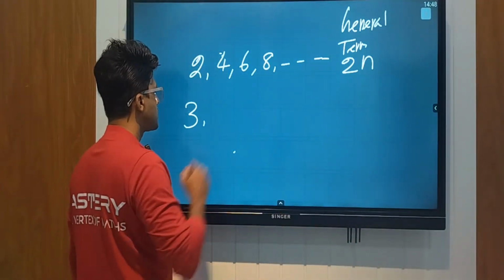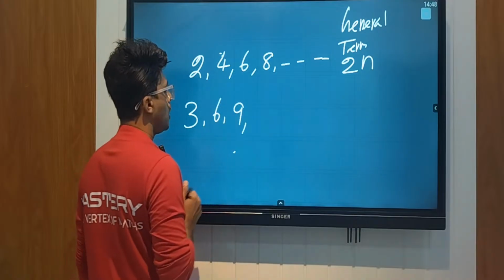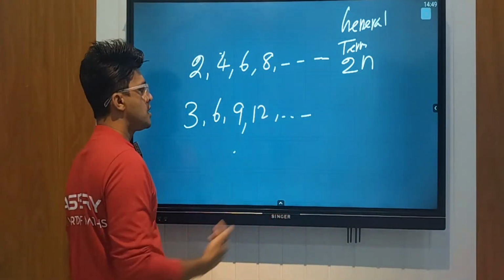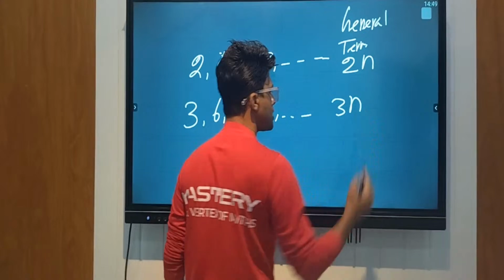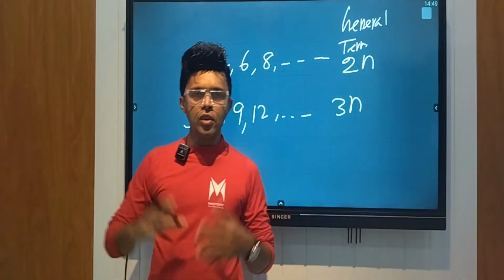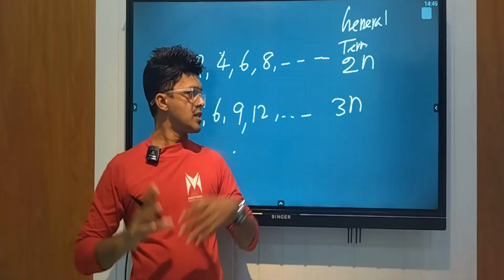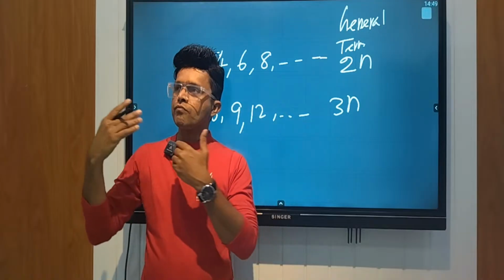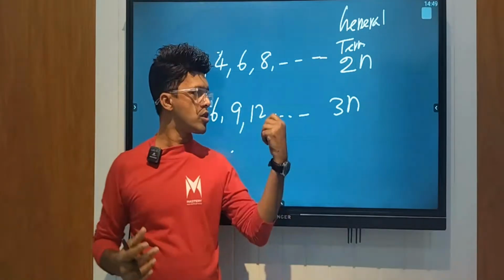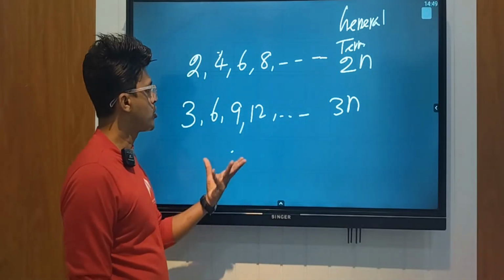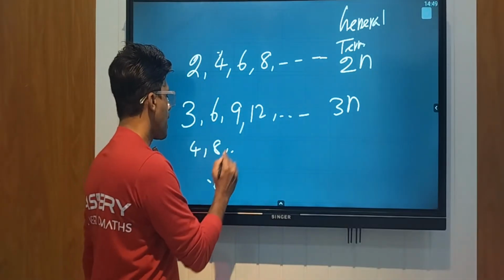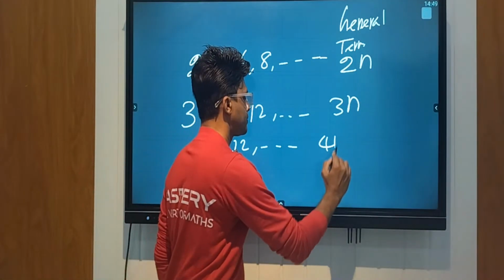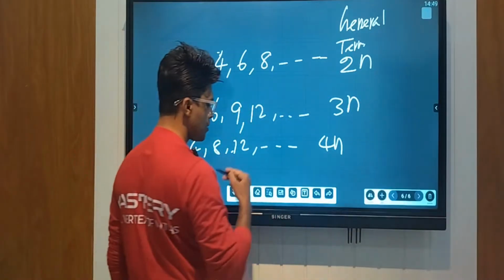Think of this one, 3, 6, 9, 12, and so on. What's the general term? The general term of this number pattern is 3n. You learned these things previously, right? I taught you these things, not just so that you can remember, but for the idea of general terms. When it comes to 4, 8, 12, and so on, the general term of these values is 4n. The reason is that these are the multiples of 4.